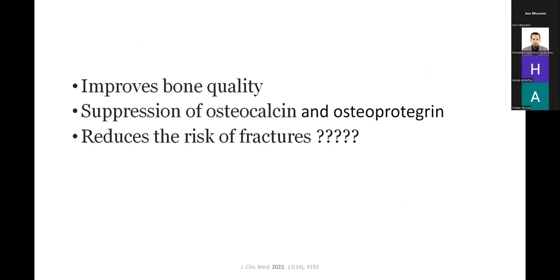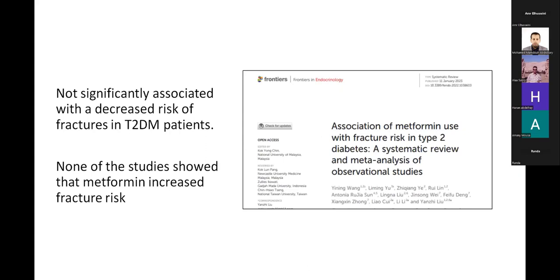Besides that, by improving insulin sensitivity and blood sugar, metformin can also improve bone quality through suppression of osteocalcin and osteoprotegerin. But its action regarding reduction of fracture risk is still unconfirmed. In this meta-analysis, metformin was shown to not be significantly associated with decreased risk of fracture, but at the same time, none of the studies showed that metformin increased fracture risk. So it's considered a safe option for diabetic patients with bone disease.